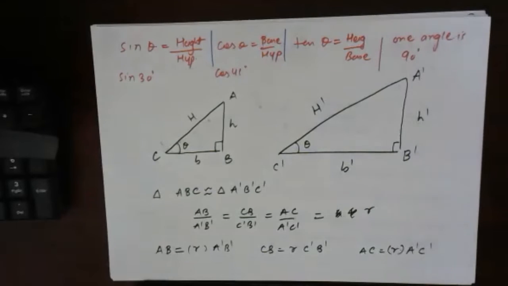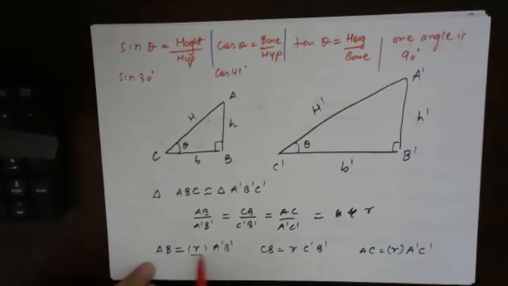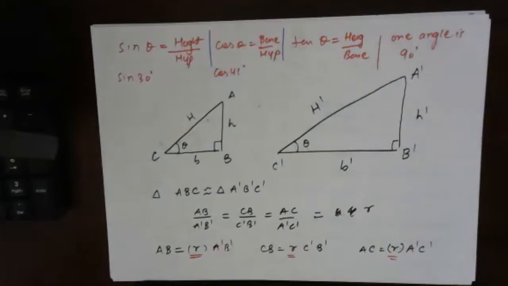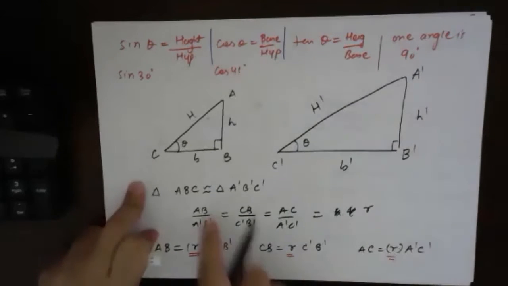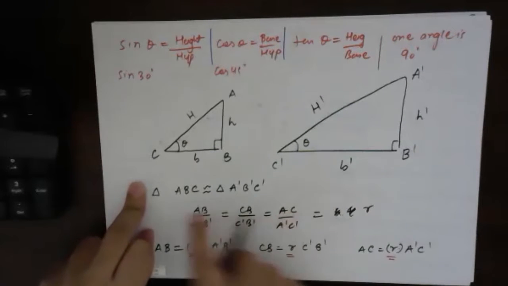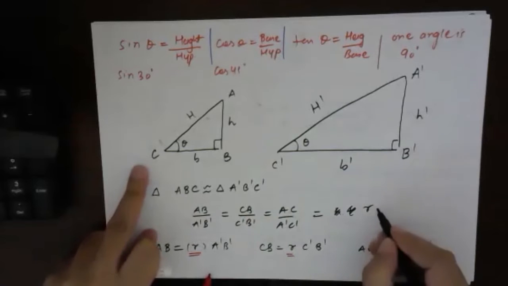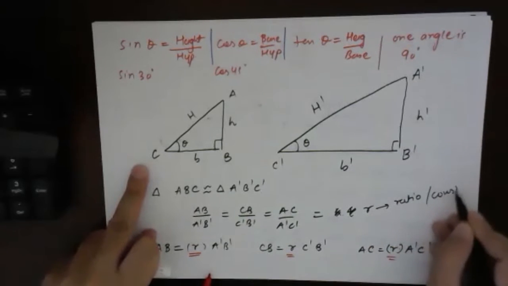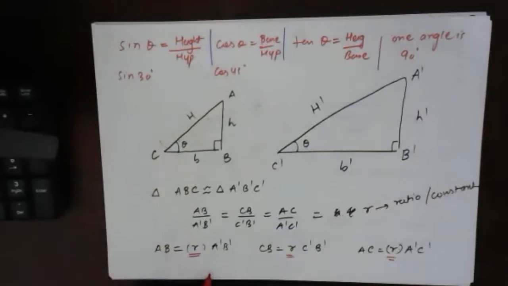So R is the common ratio. We can write one side in terms of the other side. Till here everything is okay. R refers to a ratio. This is a common ratio, the same for all, so I'm taking this as a constant. So R is a ratio which is constant for any particular pair of triangles.